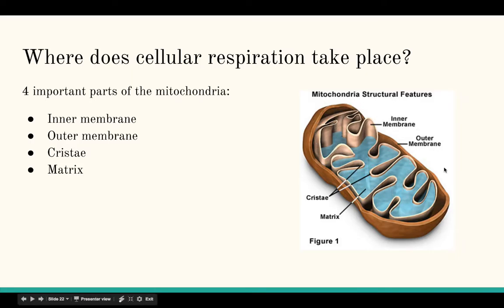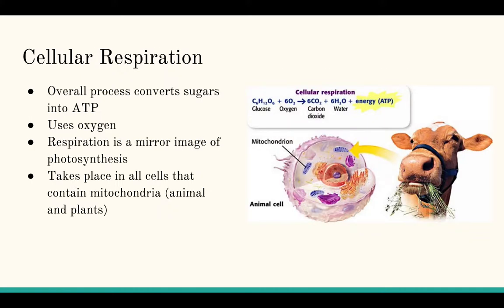All of the components and the pieces and the parts of the mitochondria allow for cellular respiration to take place. Respiration, the whole process, takes the sugar that was made in photosynthesis and makes it into ATP. It uses oxygen. That's why we breathe in oxygen and we breathe out carbon dioxide. So cellular respiration takes sugar, makes it into ATP. It is a mirror image of photosynthesis.